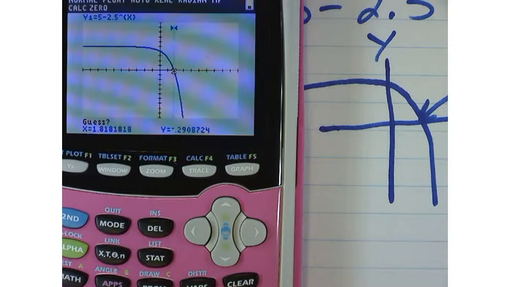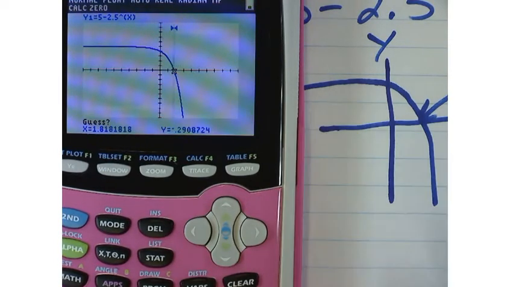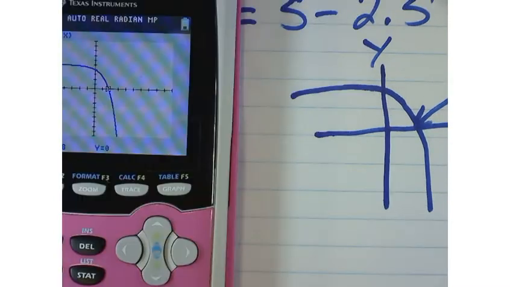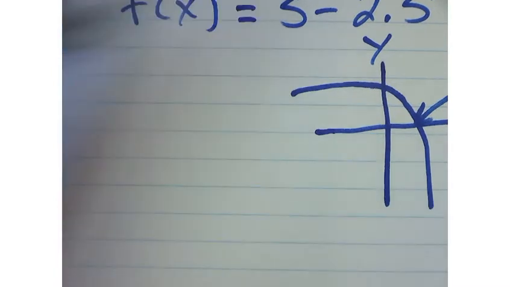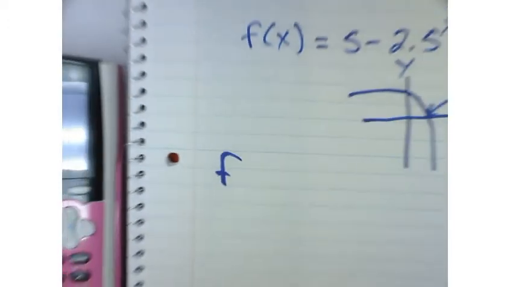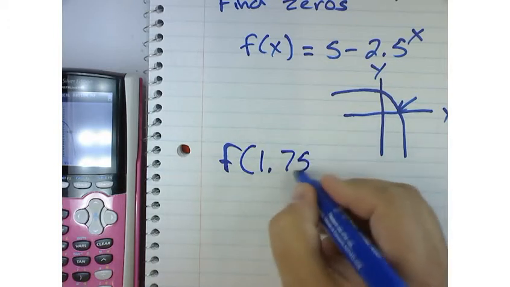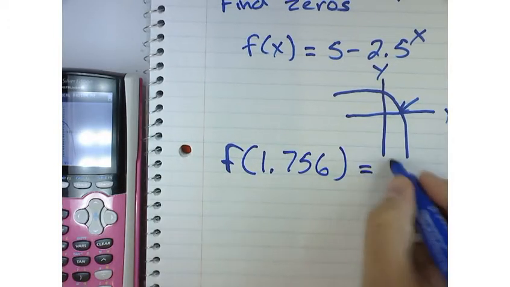Now I can't move around. I'm just going to hit enter, and it says 1.756. So we're going to approximate that, and there's a couple ways you could write it. Let me zoom back out. You could say f of 1.756, if we approximate it, is equal to 0.